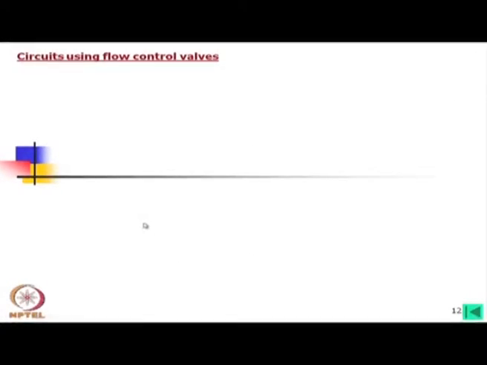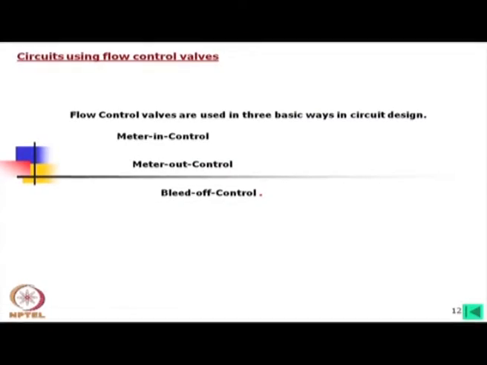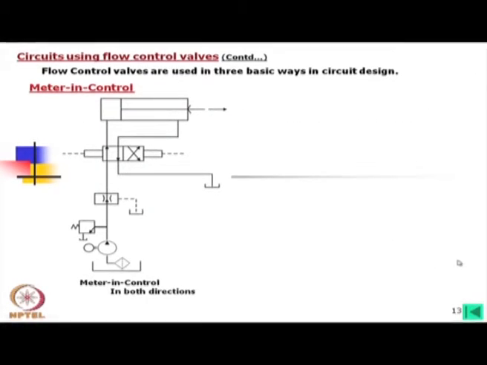Now, next, circuits using flow control valve. So far I have used the pressure control valve. Now we will come to the flow control valve. Flow control valves are used in three basic ways in circuit designs. One is meter in control. You can understand from the words that meter in control means that while we are allowing the flow inside the system, it will be metered. Then meter out control, and then bleed off control. These have specific applications.